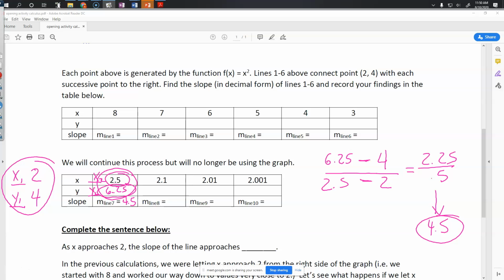Is it okay if we do our work on the worksheet or no? Oh, absolutely. Definitely. I would actually prefer that, but I'll take it either way.